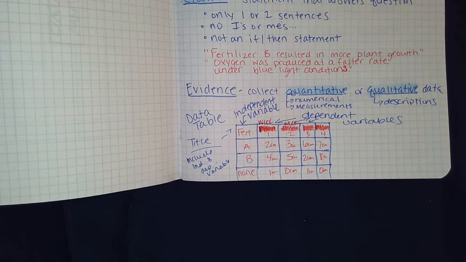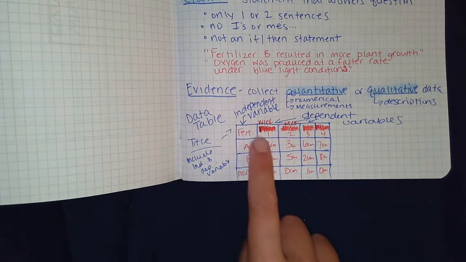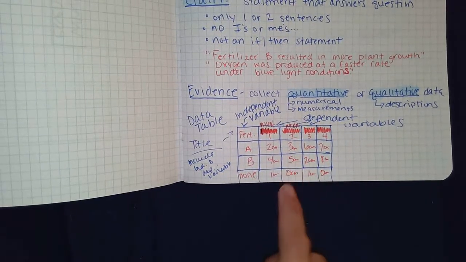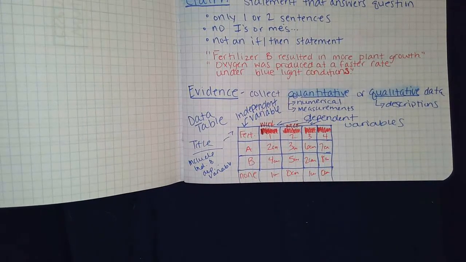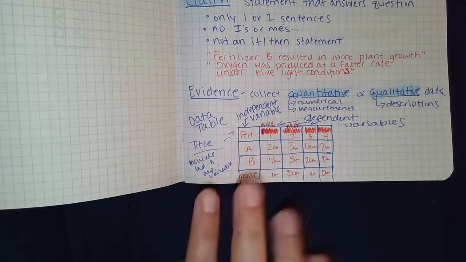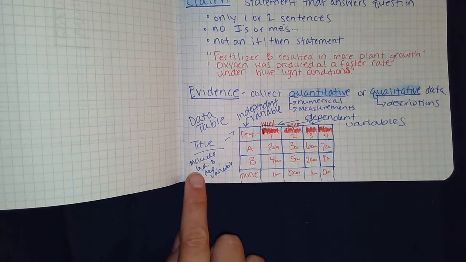Okay, and we're going to be measuring specifically growth over time. And so in here you have week 1, week 2, week 3, week 4, and then you have the measurements down here. If you notice, I put centimeters, so I have my units on there. And then, of course, you're also going to have a title. I kind of ran out of room, but it should include your independent and dependent variables.